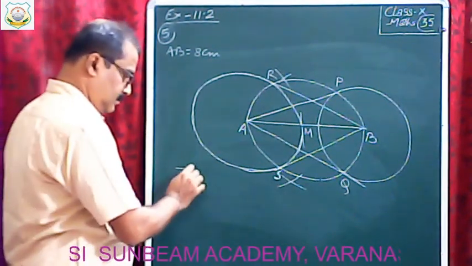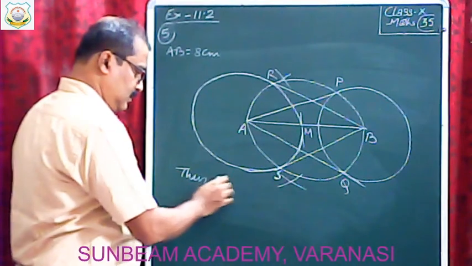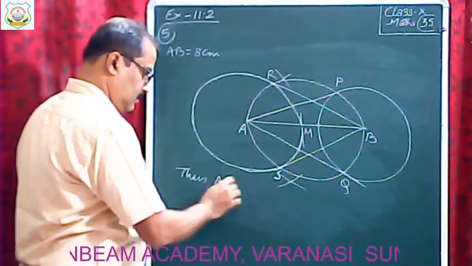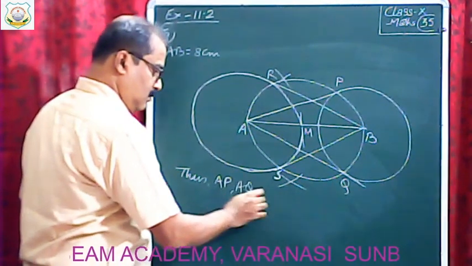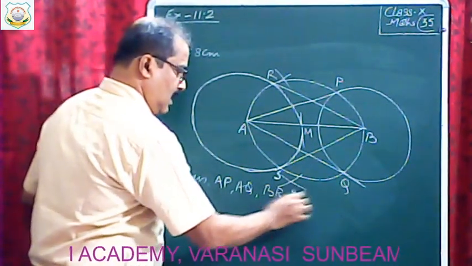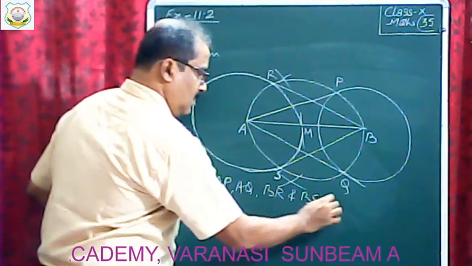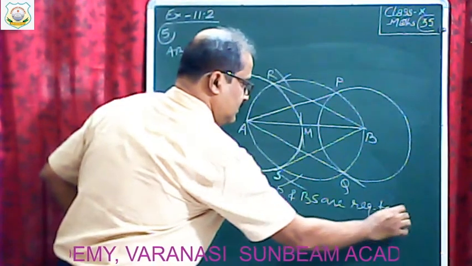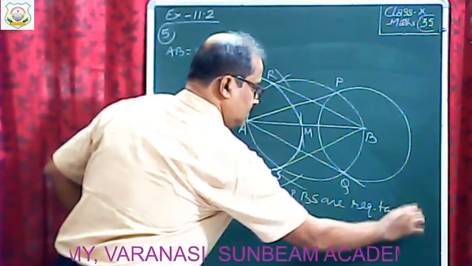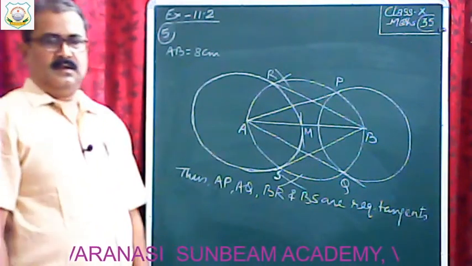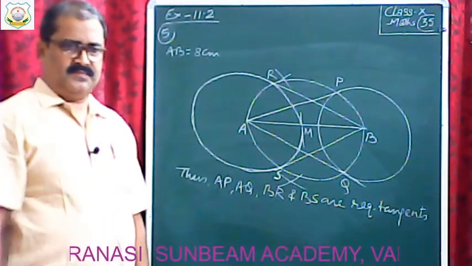Thus AP, AQ, BR and BS are the required tangents. Okay. Steps you have to write yourself. Very simple.